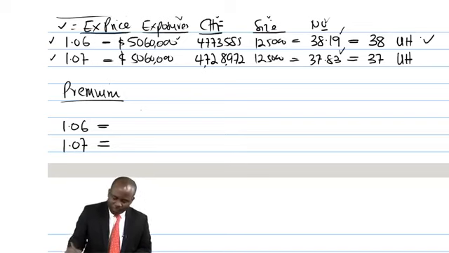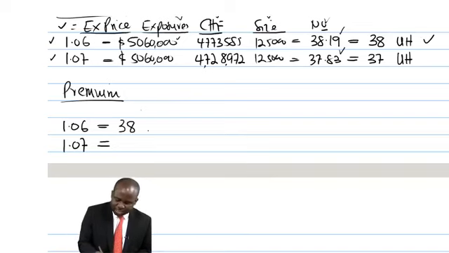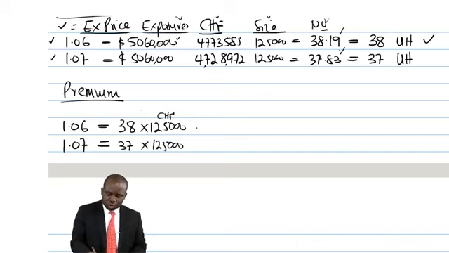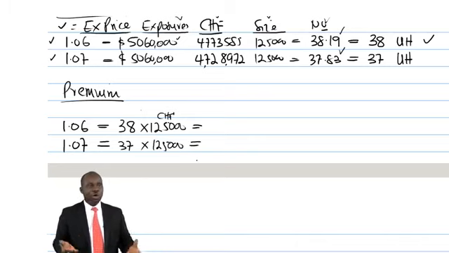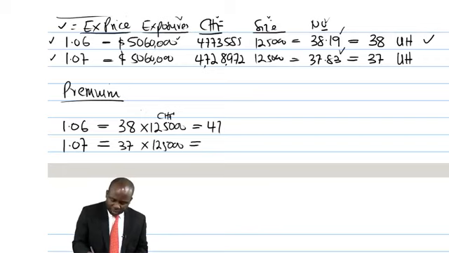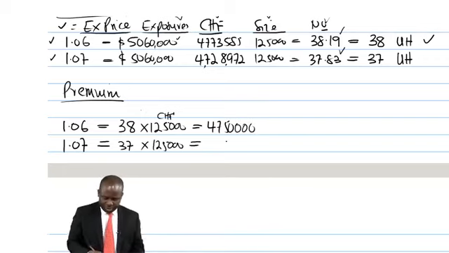At this level, I entered into 38 contracts. Each contract is made up of 125,000 CHF. Okay, here too, I entered into 37, 125,000 CHF. So how much CHF will come under the contract? Let's multiply. So you will say 38 times 125,000, and that is 475, 1, 2, 3 zeros.